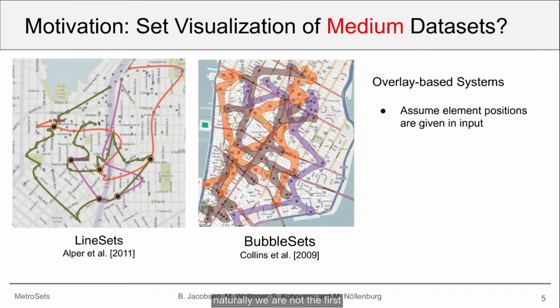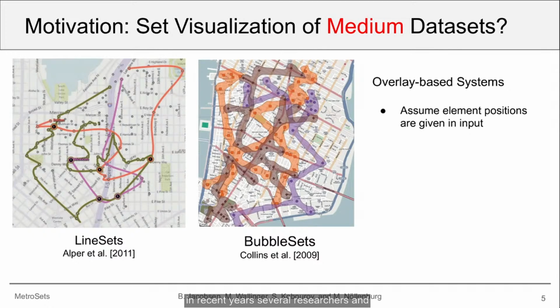Naturally, we are not the first researchers to explore this area. Systems like LineSets or BubbleSets are also designed for medium-sized datasets, with around a dozen sets and 100 or so vertices. However, these overlay-based systems assume an underlying geographic space or geometric embedding, where fixed positions for the elements are given as input. In contrast, MetroSets does not make such an assumption. Computing and optimizing element positions is one of our major goals.